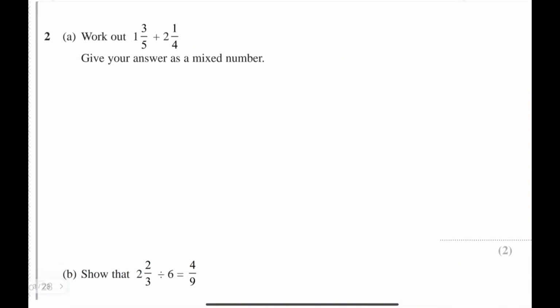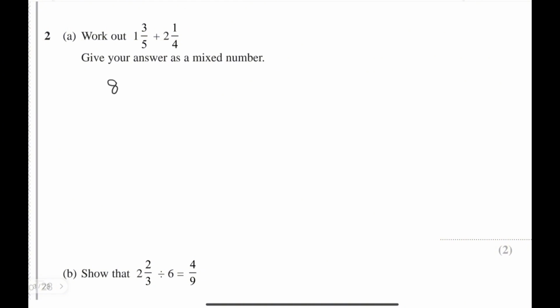Question 2. Work out 1 and 3/5 plus 2 and 1/4 as a mixed number. We add them together and we leave our answer as a mixed number. So this is very easy as well. The first thing we have to do is to convert 1 and 3/5 to an improper fraction. So how do we do that? We do 5 times 1, which is 5, and 5 plus 3 makes 8.